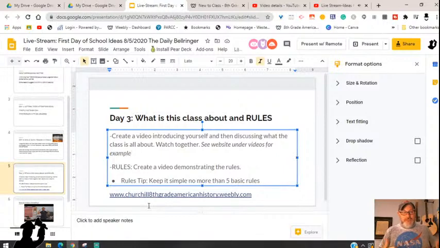My first year of teaching, I wrote like 3 pages of classroom rules about, if you do this, this is what's going to happen. If you do this, this is what's going to happen. That's not sustainable in a classroom. You have to keep it simple.